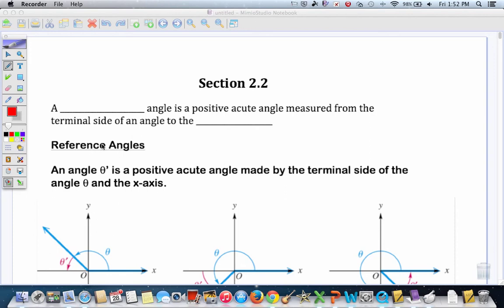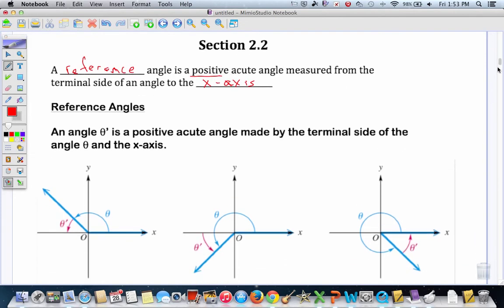Starting out, a reference angle is a positive acute angle, positive being a key word here, measured from the terminal side of an angle to the nearest x-axis. Okay, a reference angle is a positive acute angle measured from the terminal side to the nearest x-axis. We have three examples right here.